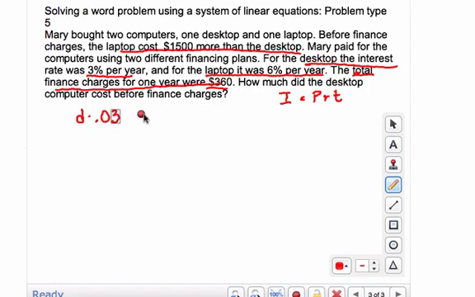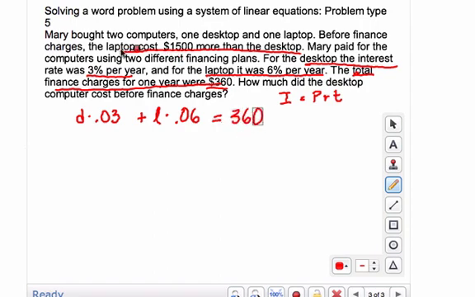Okay? And you're going to add that to the cost of the laptop, which let's call L, times 0.06. So L is the cost of the laptop, D is the cost of the desktop. Okay? And when you add these, it will give us the interest for each part, and together that should add up to $360.